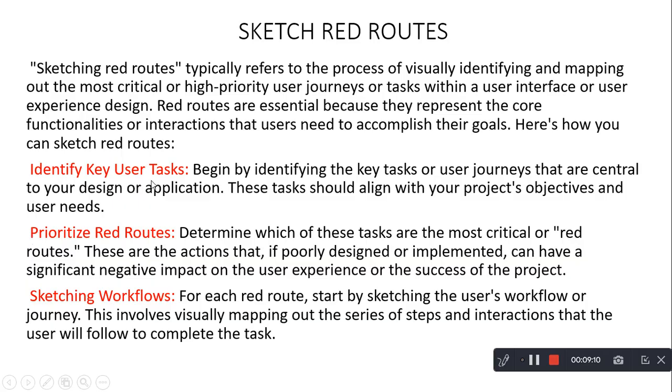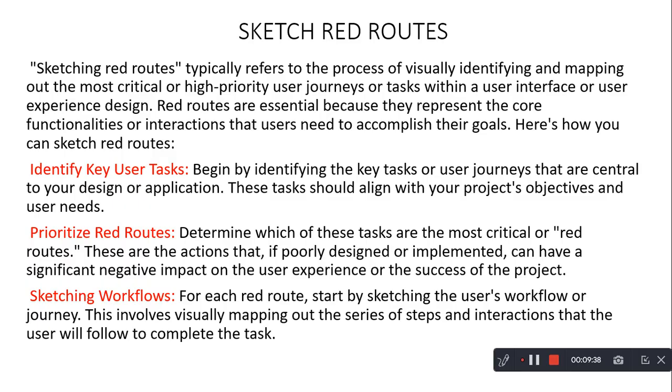Identifying key user tasks. Begin by identifying the key task or user journey that is central to your design or application. This task should align with your project objectives and user needs. Determine which of the tasks are most critical, the red routes. These are the actions that, if poorly designed or implemented, can have a significant negative impact on the user experience or the success of the project.